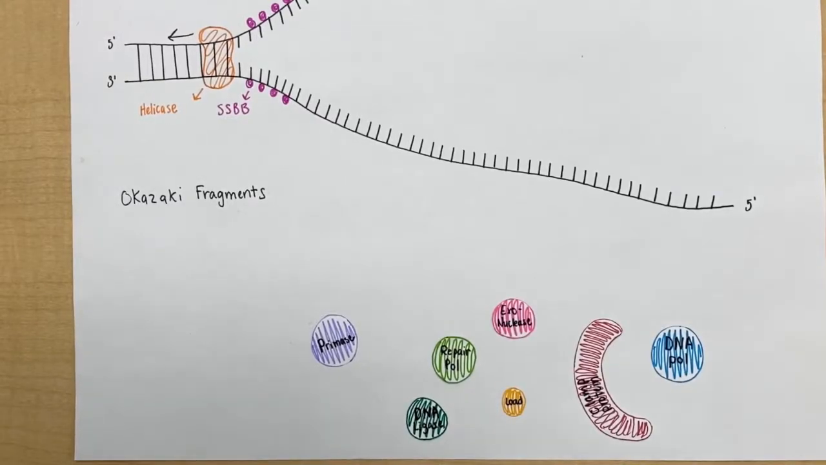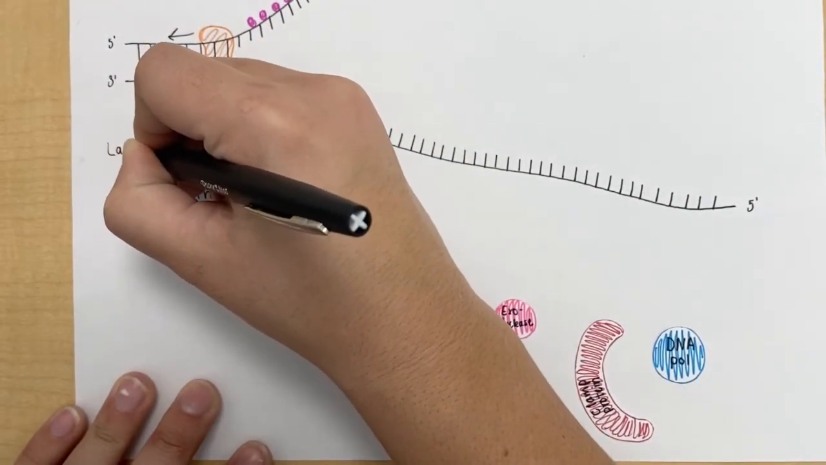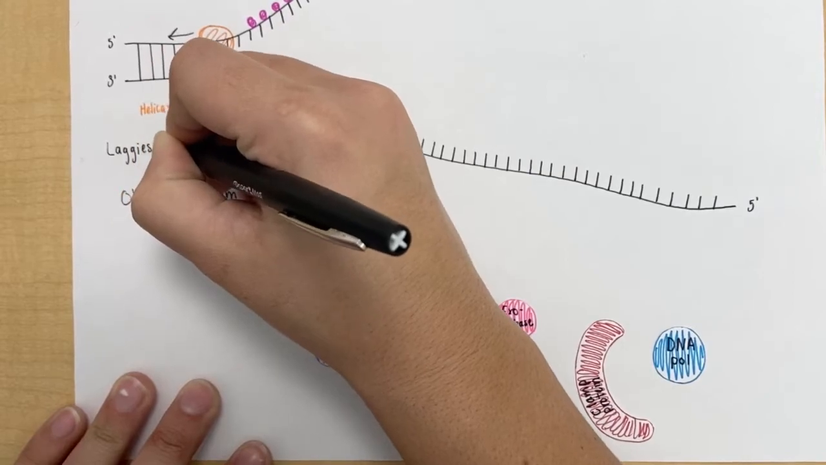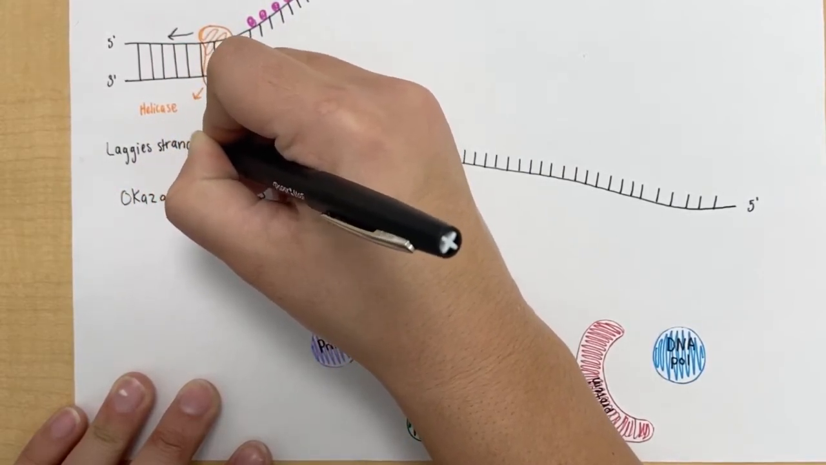The lagging strand is more complicated. This is because the strand is backwards. DNA is made 5' to 3', but the template strand is not in that direction. So the new strand needs to be made in segments called Okazaki fragments.